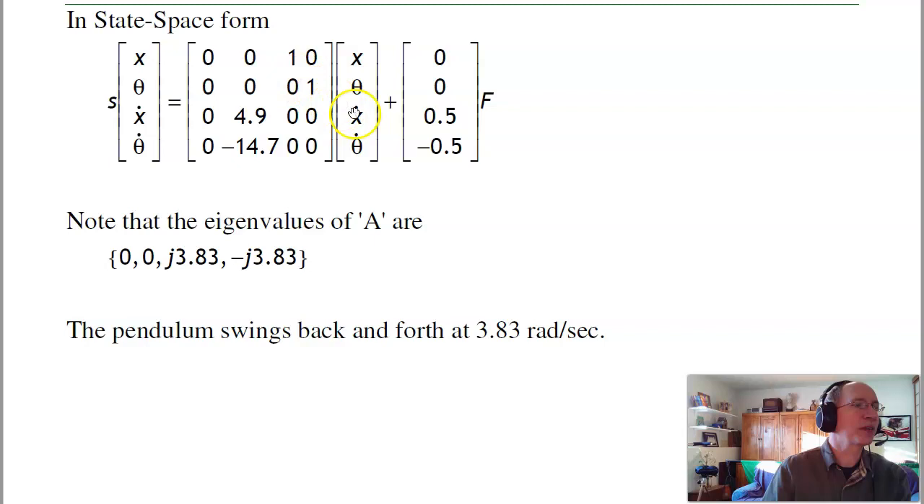Now that this is a 4x4 matrix of constants, I can find the eigenvalues. In this case, the eigenvalues are 0, 0, minus j3.8, and plus j3.8. What that means is if I let the pendulum swing freely, it'll swing back and forth at 3.83 radians per second.